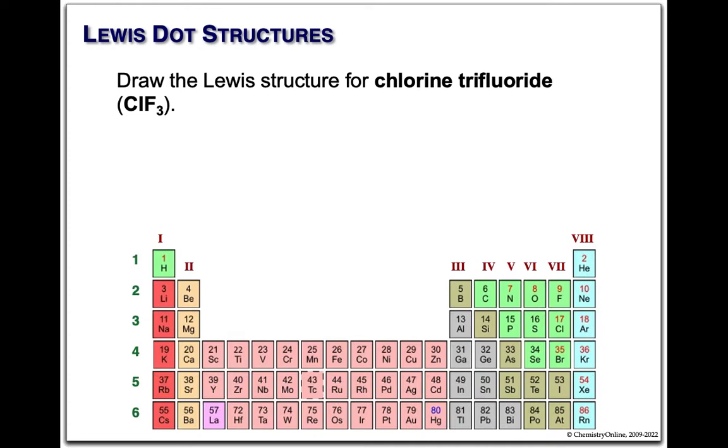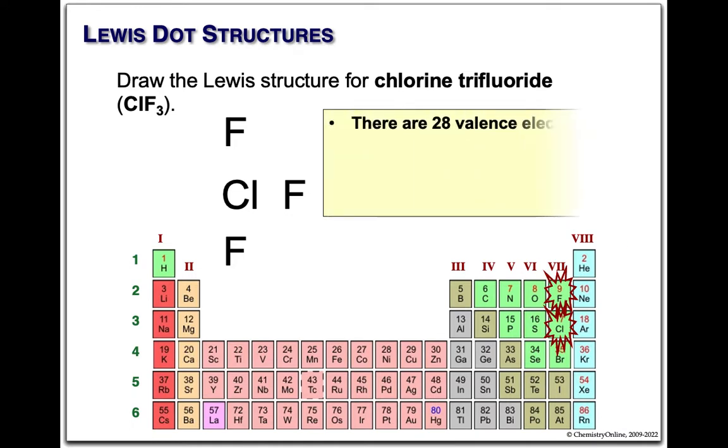Chlorine is here in the 7th group. It has 7 valence electrons. Each fluorine will also have 7. And we have these as our atoms. Now let's follow the rules here, okay? First rule, count the number of valence electrons. We have 7 times 4, 28.